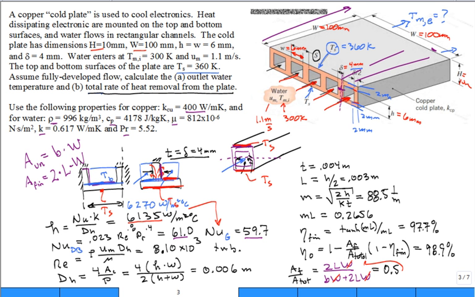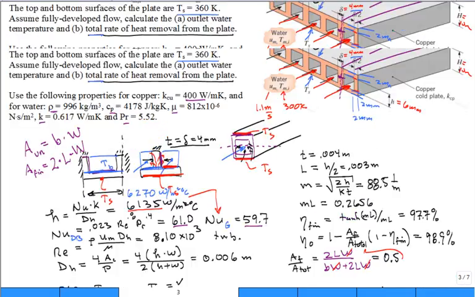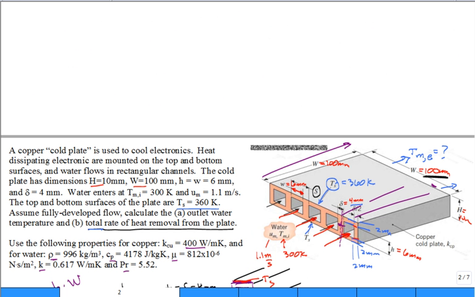Well, there's a couple ways to calculate it, but since we know the inlet and the outlet temperature of the water, we can calculate it more readily that way. So we can calculate part B. The total rate of heat removal from the plate, Q, will be the total mass flow rate flowing through all of those channels times the specific heat times the change in the mean temperature, exit minus inlet.